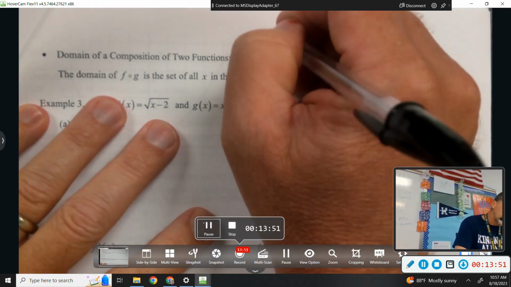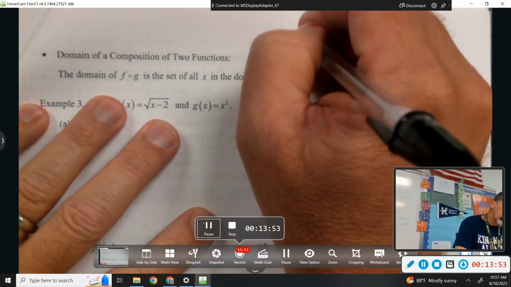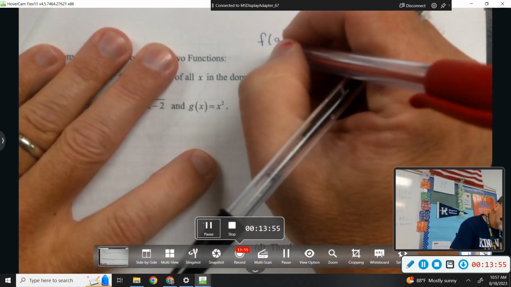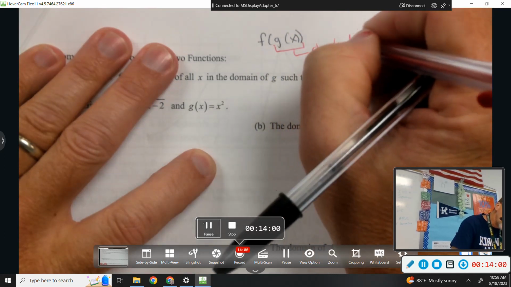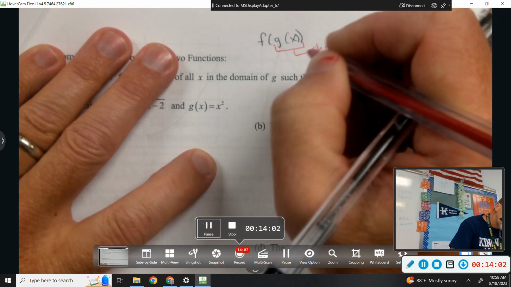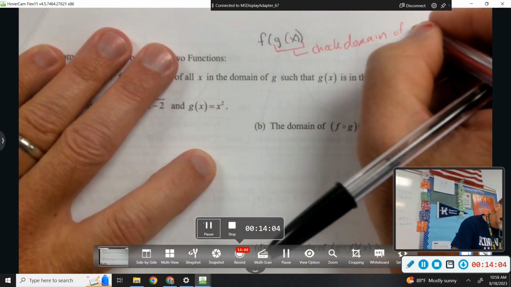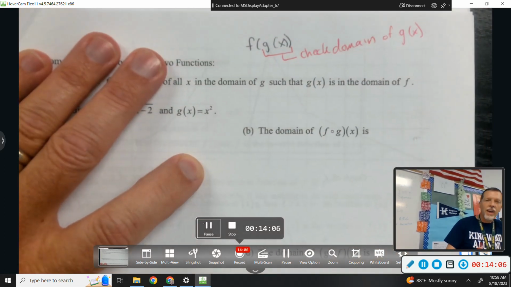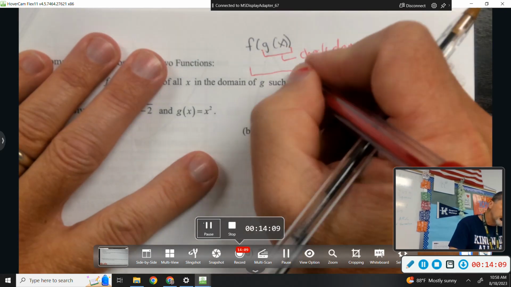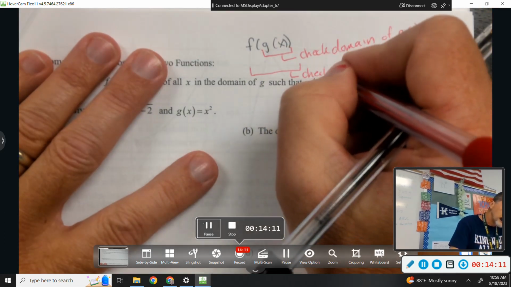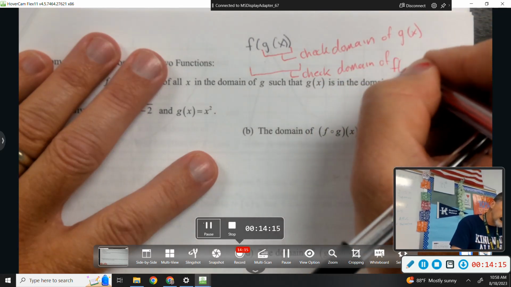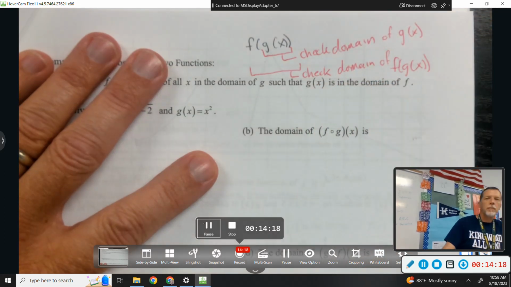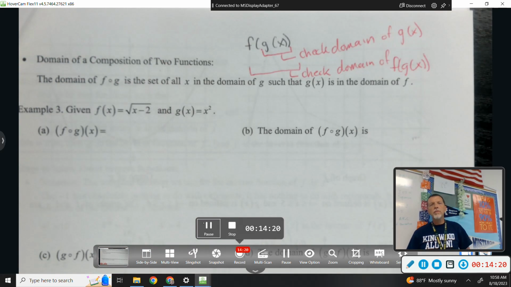I'm going to phrase it this way. So for f of g of x, you need to check the domain of g of x, the inside, but also check the domain of the result of f of g of x. And then you got to go with whatever's the most restrictive.